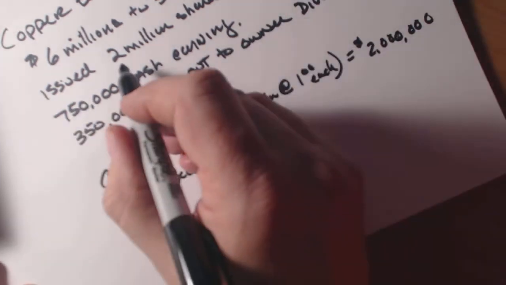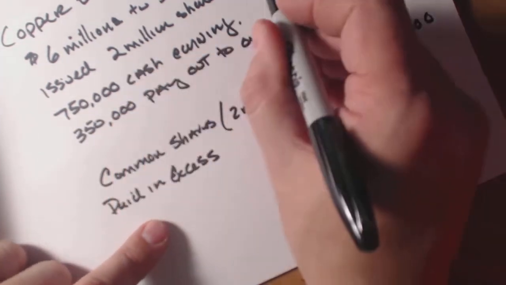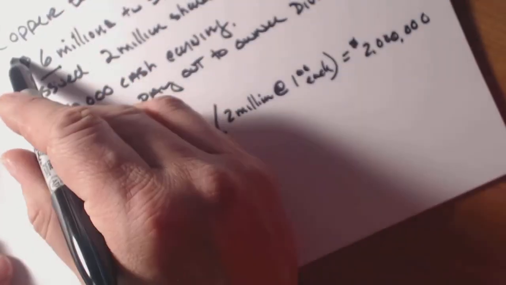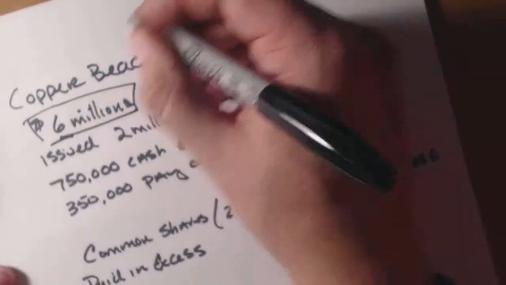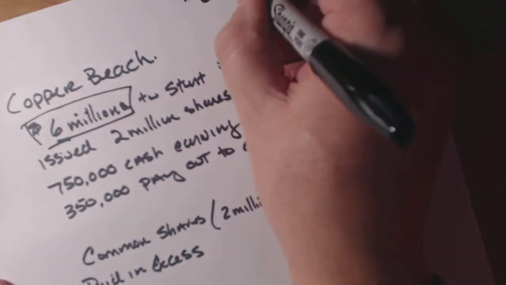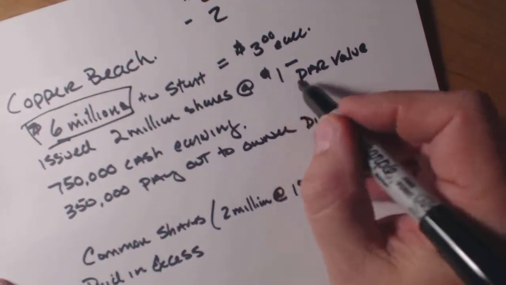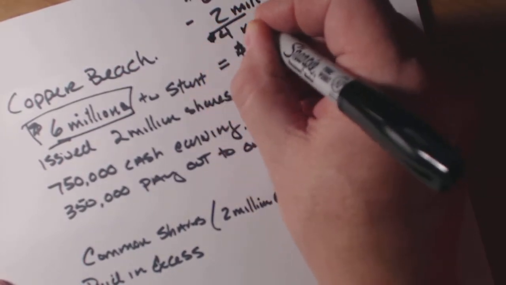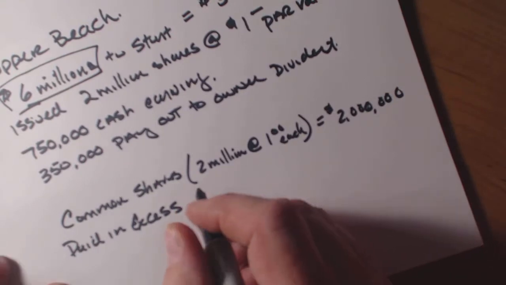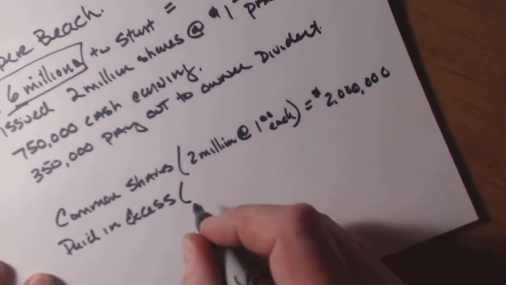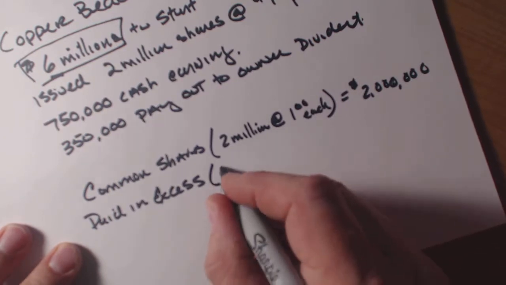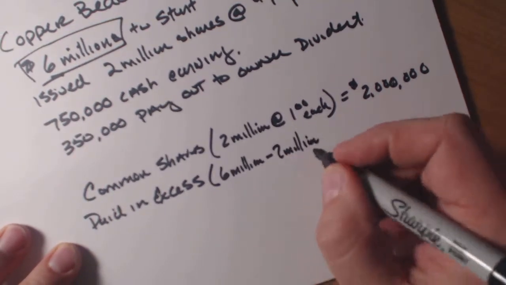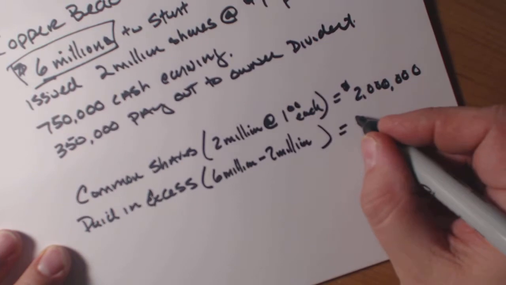Now how did I get to that number? Well, let me go back over this. 2 million shares at $1 is equal to 2 million. Well, they put in $6 million as an initial investment. If you had $6 million and you minus 2 million, because this was $1 a piece, then you would have paid in excess of $4 million. So the paid in excess, this is how we do it: 6 million minus 2 million is equal to 4 million.